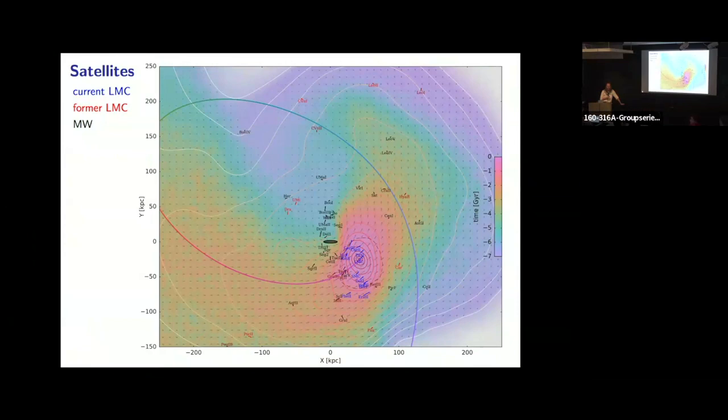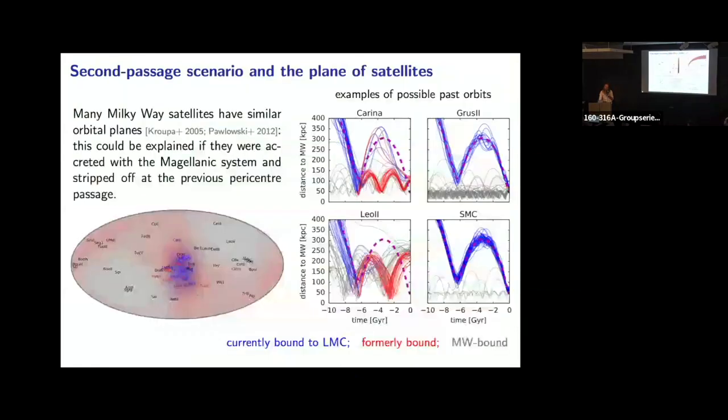So we've seen a lot of presentations about these very aspherical distortions that happen to the Milky Way's potential field.